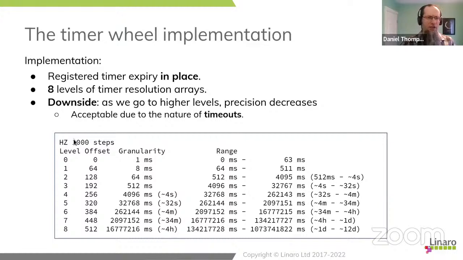These levels are drawn for CONFIG_HZ equals 1000 as it happens. The granularities and the ranges are subtly different if you switch this down to 100. I think you just multiply everything by 10. And if it's 250, it does get a little bit more mathy, but not very much. It's a multi-level thing, and it's based on this granularity changing by a factor of 8 each time you go up.